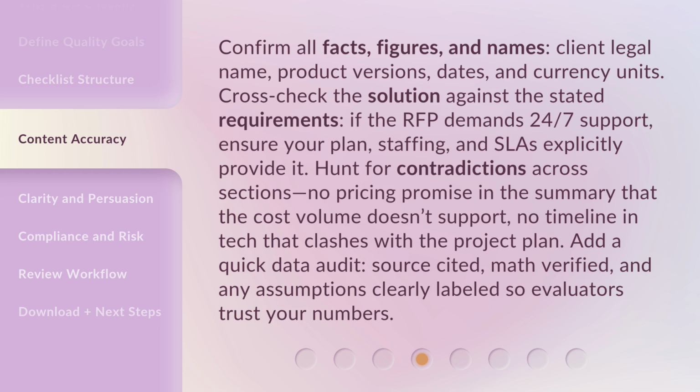Hunt for contradictions across sections. No pricing promise in the summary that the cost volume doesn't support. No timeline in tech that clashes with the project plan. Add a quick data audit. Source cited, math verified, and any assumptions clearly labeled so evaluators trust your numbers.